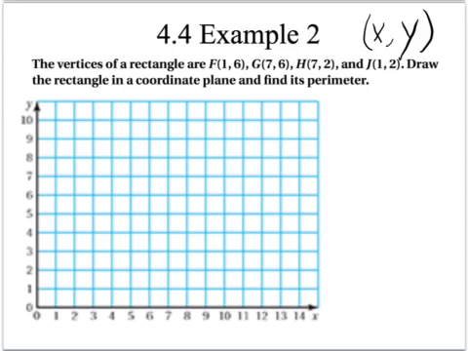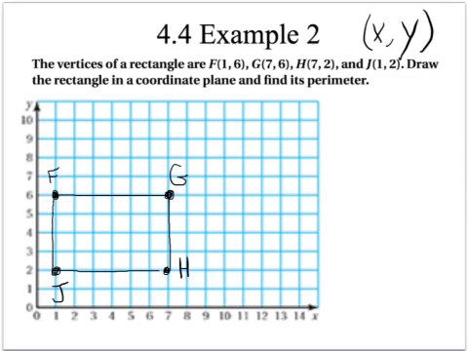So you go over 1 on the X-axis, up 6 on the Y-axis and make a point. So (1, 6) is F. Then we're going to go over 7, up 6 for point G. For point H, over 7, up 2. And then point J is over 1, up 2. That is point J. So then connect the points, and you get your rectangle.